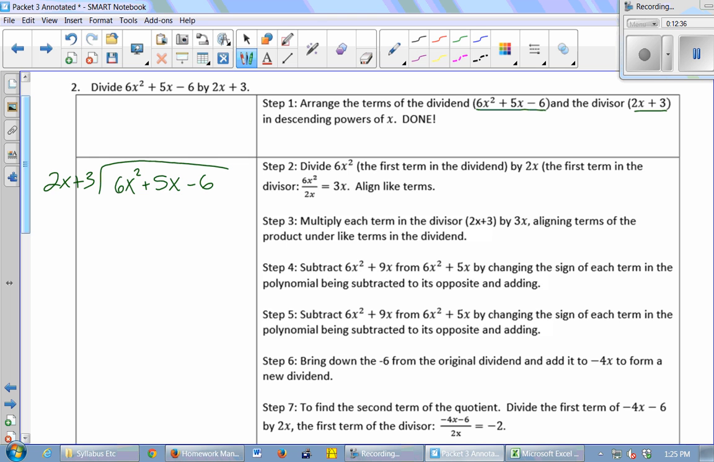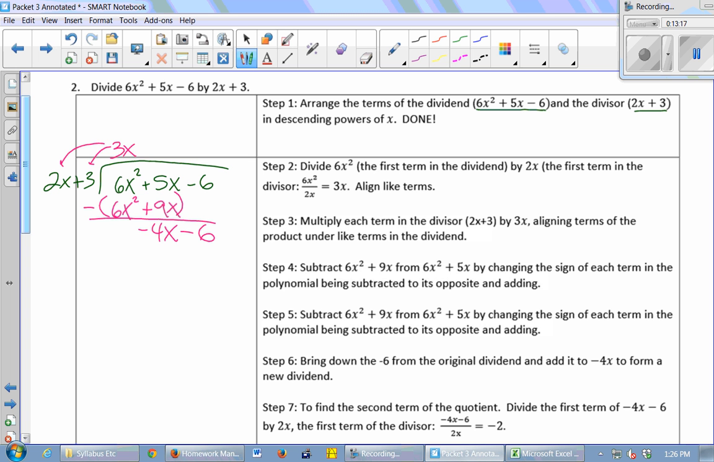So first, you ask yourself, just look at the leading term of the dividend and the divisor, and you say, what do I multiply 2x by to make 6x squared? 3x. So I put a 3x up here. Then I multiply. 3x times 2x is 6x squared, and 3x times 3 is 9x, right? I'm distributing this. And then I subtract. 6x squared minus 6x squared is 0. Those go away. What's 5x minus 9x? Negative 4x. Bring down the negative 6.